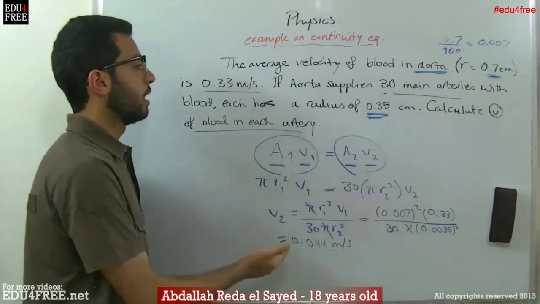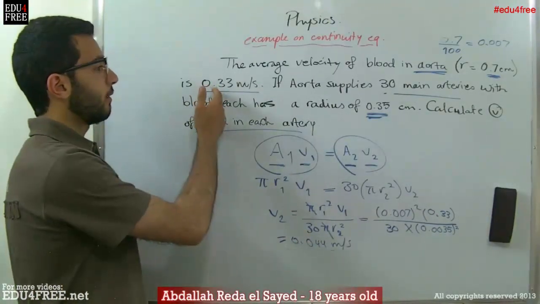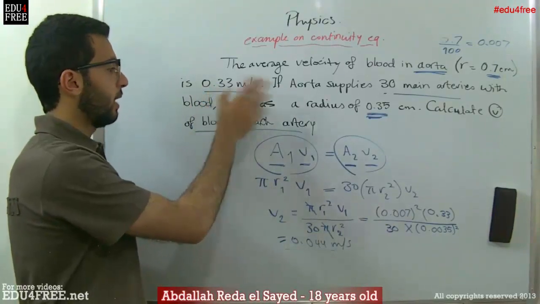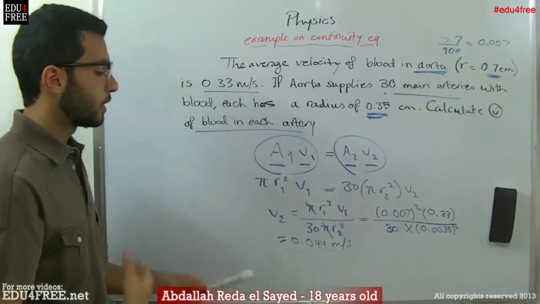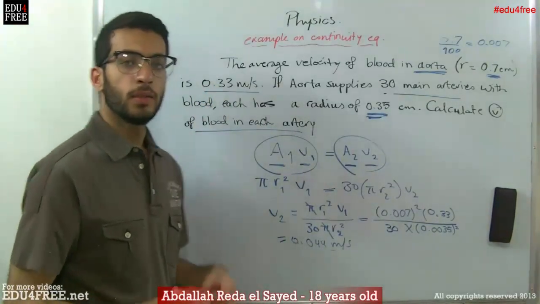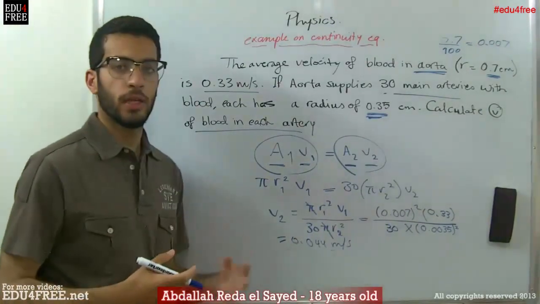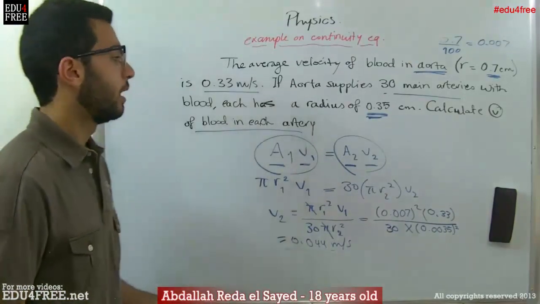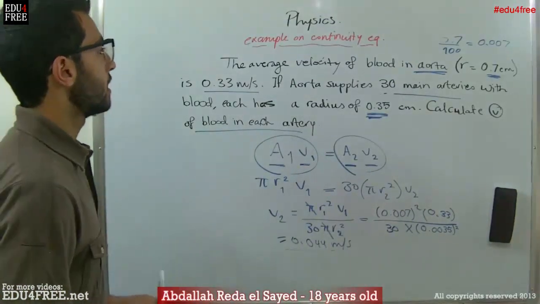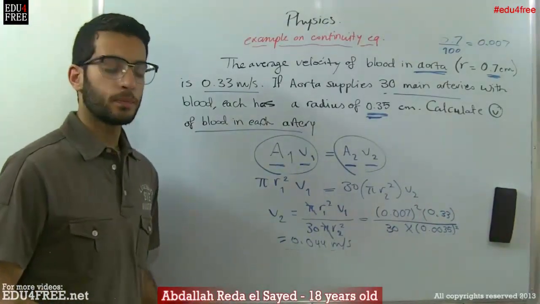We can notice that it's much lower than the velocity of blood in the main aorta, in order to give time for the blood to diffuse and exchange constituents like oxygen and nutritive materials and stuff like that. So that was an example on the continuity equation.